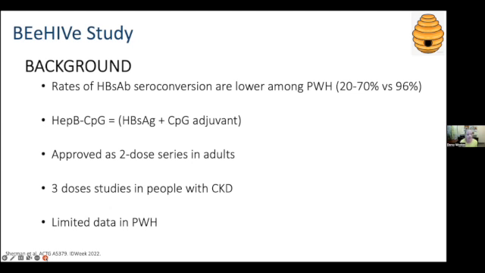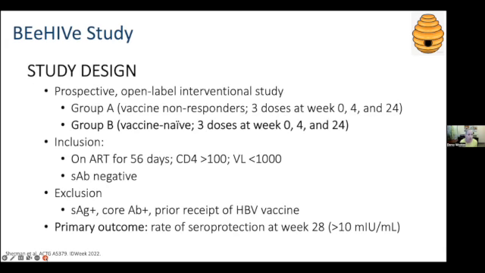But the Beehive study was looking at efficacy of this new hepatitis B vaccine in people with HIV. And so this was a prospective open label interventional study. There were 2 different groups, and I'll only be talking about the results from group B, which were patients who were vaccine naive. Group A is actually the group that I'm more interested in learning about, but that arm is still enrolling, and that's for patients who have been previously vaccinated for hepatitis B, but did not respond to the vaccine. Group B, however, as I mentioned, is just for people with HIV who have never received hepatitis B vaccine.